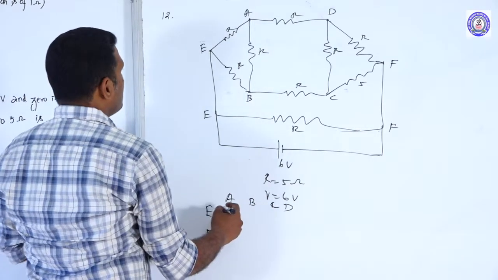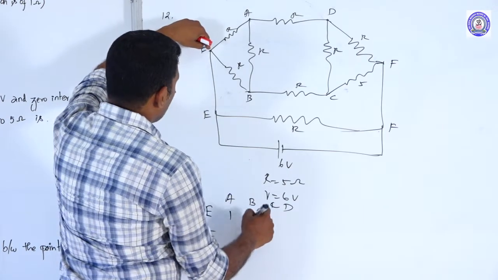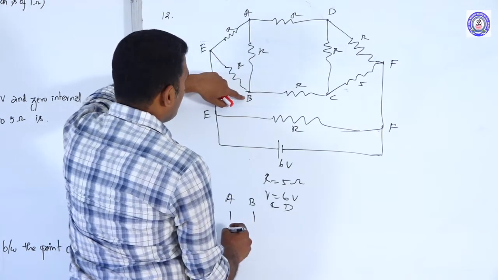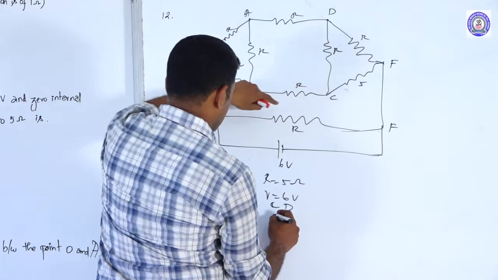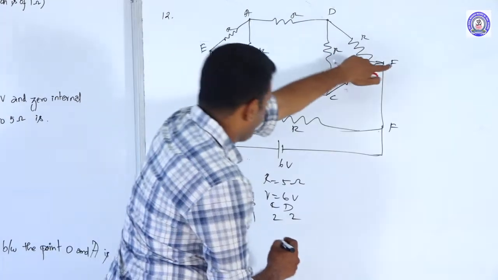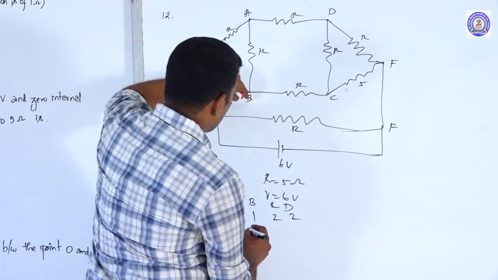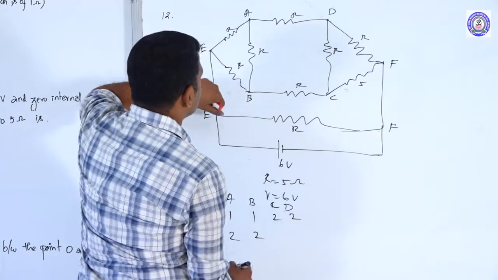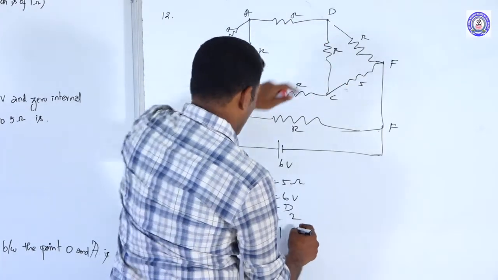From E to A, 1 resistance. From E to B, 1 resistance. From E to C, 2 resistances. From E to D, 2 resistances. The same way, from F to A, 2 resistances. From F to B, 2 resistances. From F to D, 1 resistance.